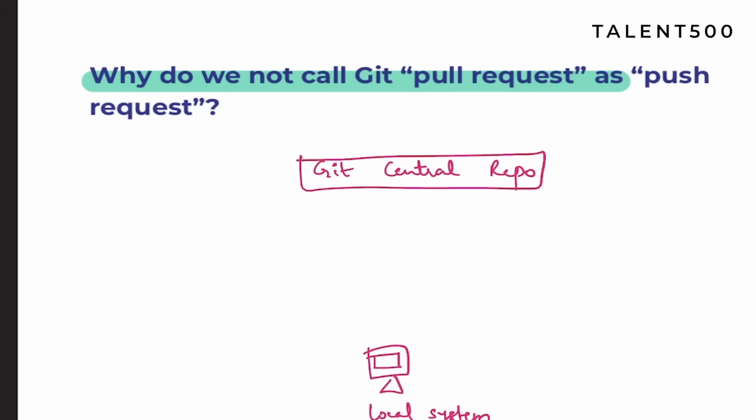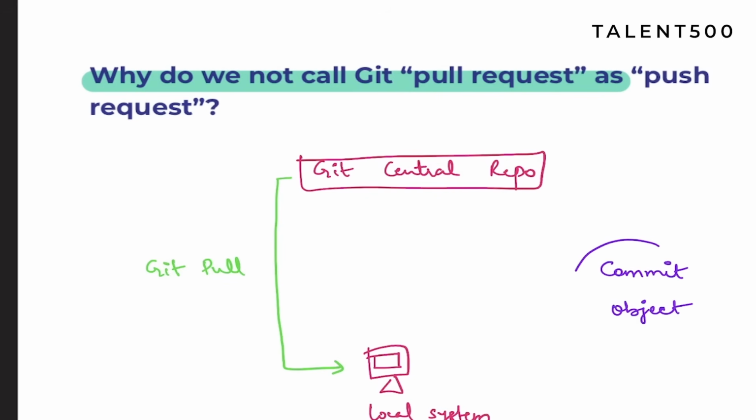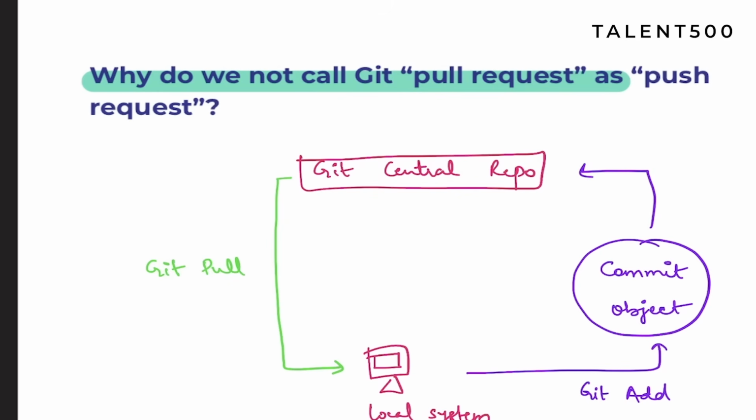Then what will happen if you are going to be pulling? So what will happen from your central repo? You are going to be pulling all your changes to your local system. At the same time, let us say you want to push your changes. So what will happen, instead of going directly, you are actually going to be having a commit object. So whatever changes you have, those changes are going to first get added to your commit object. And after getting added here, the next step is going to be pushing it to your central repo.